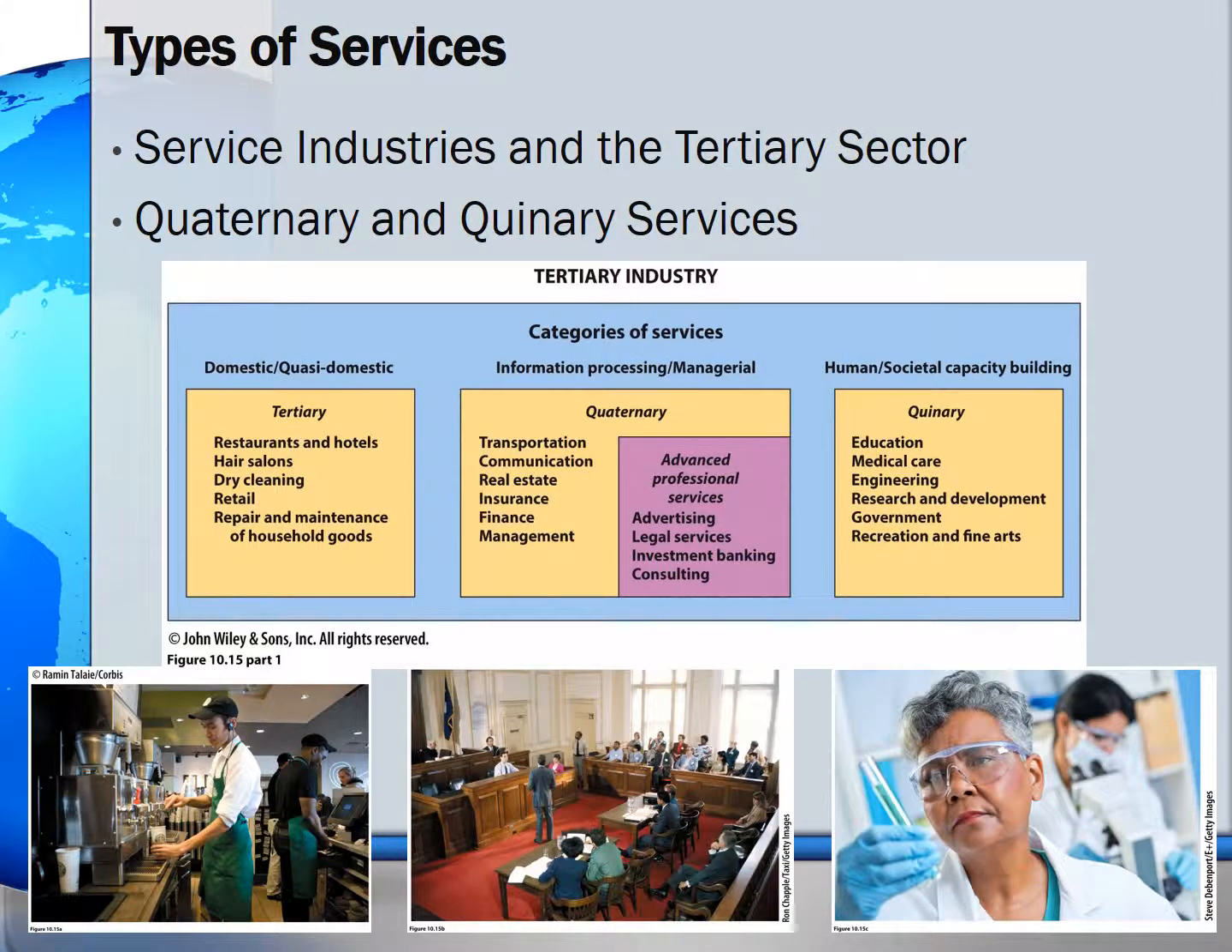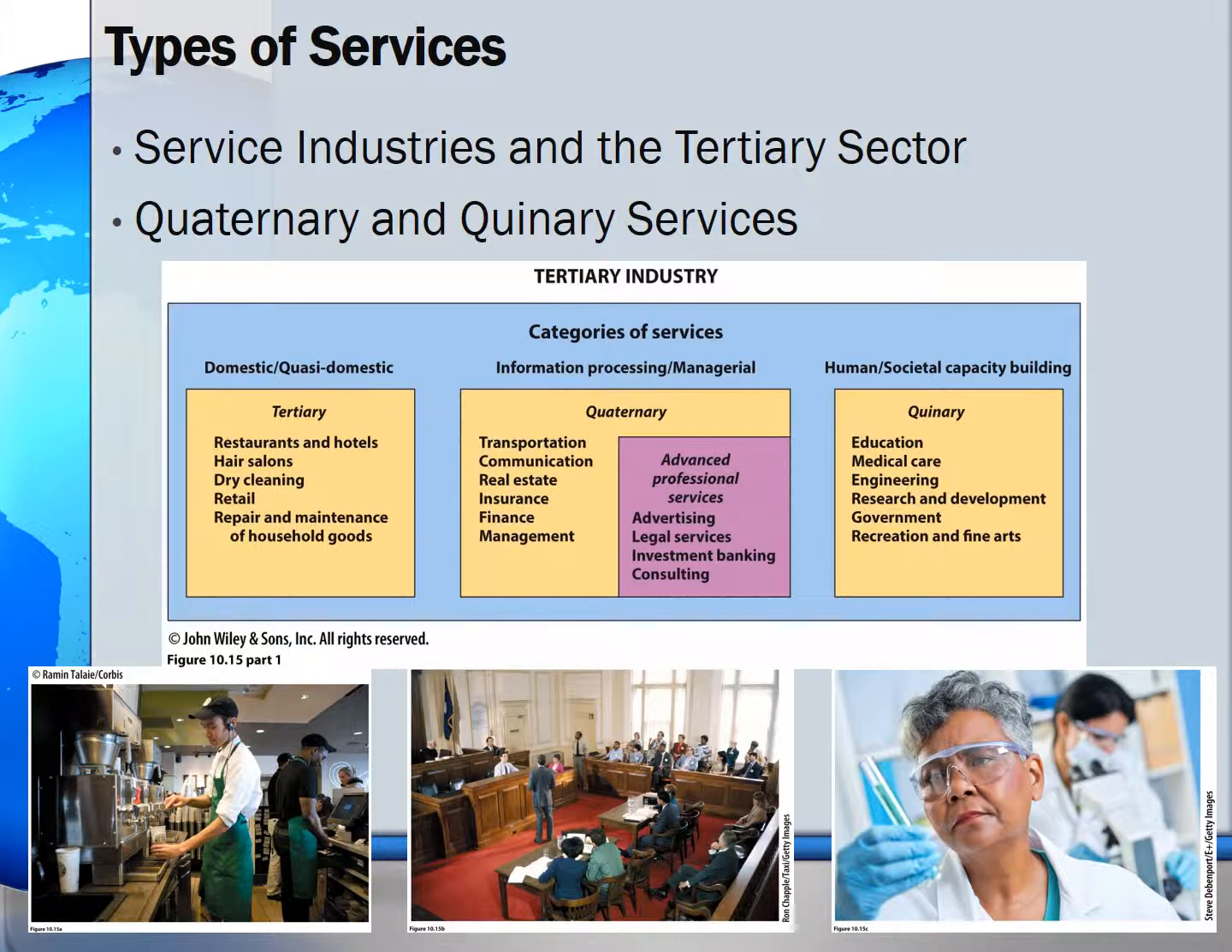Primary and secondary industries primarily deal with the extraction and manufacturing of products. A third industry is the tertiary, which provides services and accounts for more than 75% of all U.S. jobs. Furthermore, types of services can be broken down further into tertiary, quaternary, and quinary services shown in the chart.